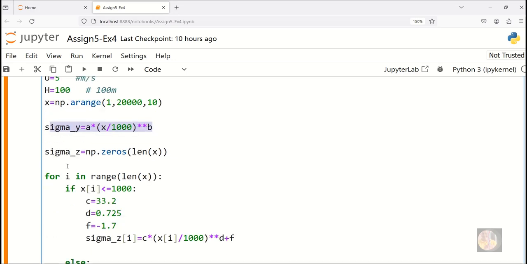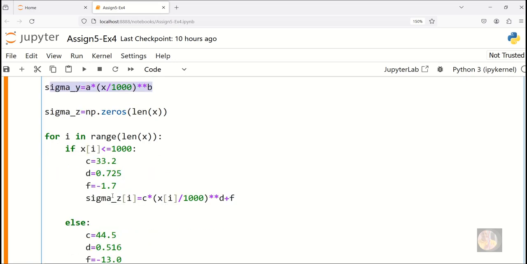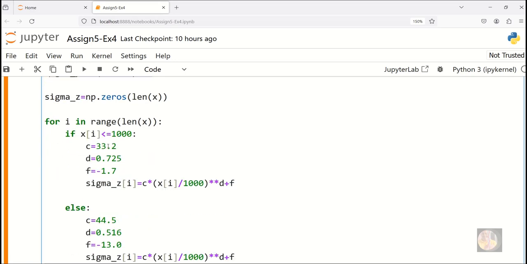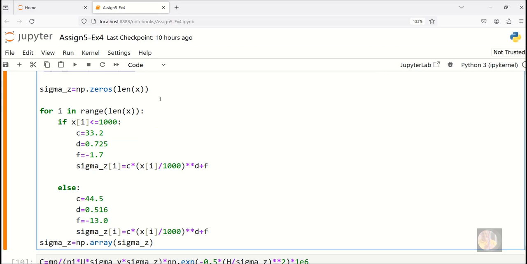For sigma z, I define my vector sigma z. I initialize the vector sigma z to 0, so it's a vector full of zeros. Now if x i is less than 1 kilometer, this is C, D, and F. I calculate sigma Z for the corresponding x, for the value x i. It's a vector. Exponent D plus F. Else, C is equal to 44.5, D is equal to 516, and F equal, and I calculate my sigma Z, okay?